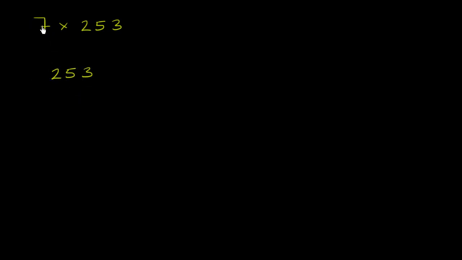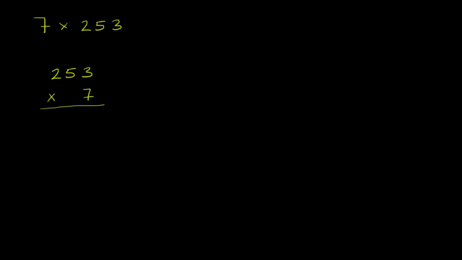The 7 only has a ones place, so I'll put the 7 right over here below the ones place in 253, and then put the multiplication symbol right over here. So you could read this as 253 times 7, which we know is the same thing as 7 times 253. And now we are ready to compute. There are many ways of doing this, but this you could call the standard way.